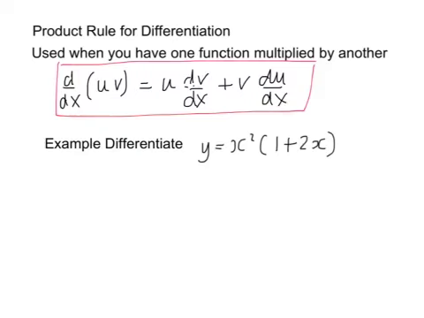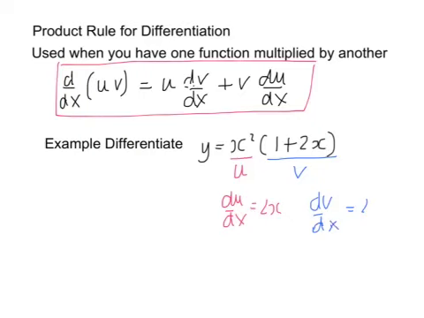Okay, so let's have a look at an example. So we're going to look at this one, y equals x squared multiplied by 1 plus 2x. So x squared is going to be the function u, and 1 plus 2x is going to be the function v. So underneath here I'm going to write what du by dx is. So that's 2x, and dv by dx here is just going to be 2.